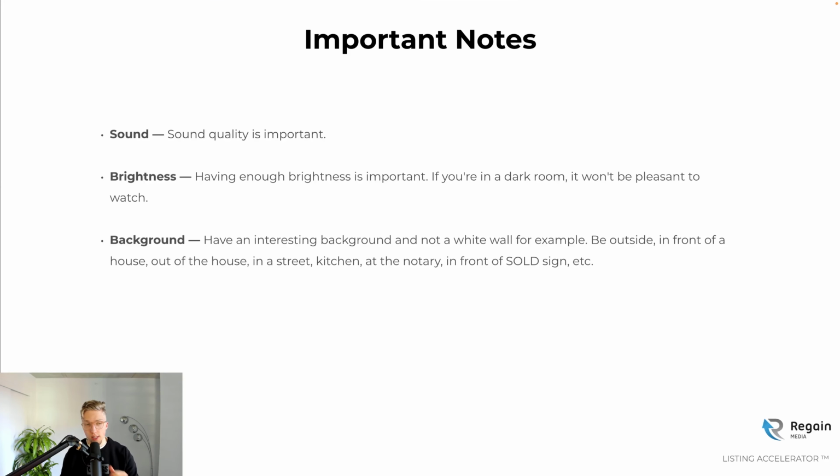So the sound is important, like I told you, and also the brightness. So the lighting, having enough brightness is important. If you're in a dark room, it won't be pleasant to watch. And also have an interesting background, like I showed you in the bad example, what not to do. You don't want to be behind a white wall because it's just boring in general.